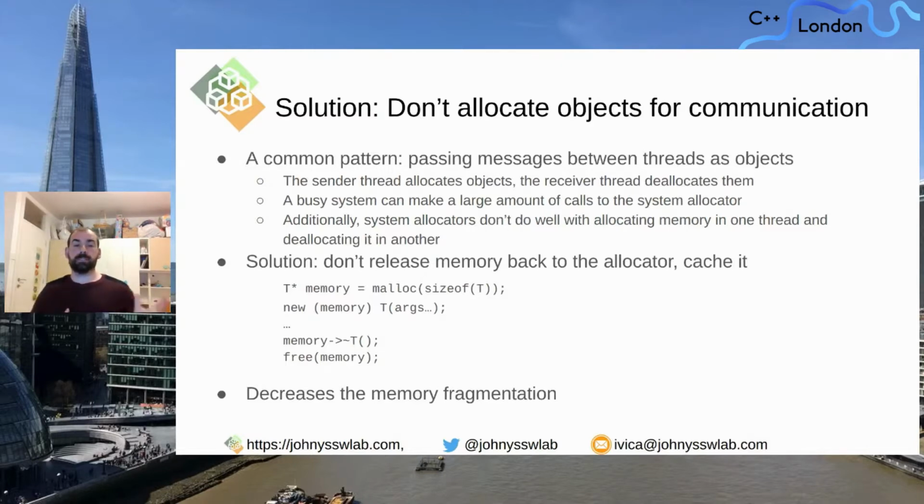Additionally, there is a problem with the system allocators. They typically don't do well when you allocate memory in one thread and release it in another thread, because often they try to avoid thread synchronization through some clever tricks. A solution is, when you release it, don't call free on it, or don't release it back to the operating system.